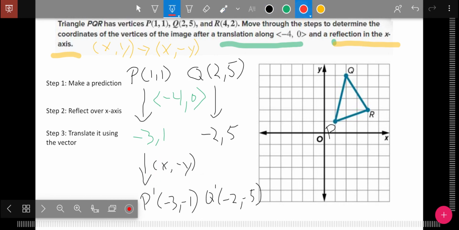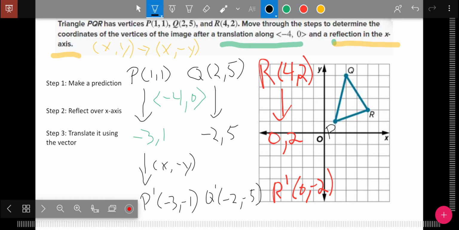Last but not least, I'll write this one in red just because it might show up a little better over all those lines. 4 minus 4 is 0, and then 2 plus 0 is 2. And so the new R would be (0, -2). You could graph those as well, but for our homework assignment today, we're just going to be making these lists of points based on the fact that we know a transformation has occurred.